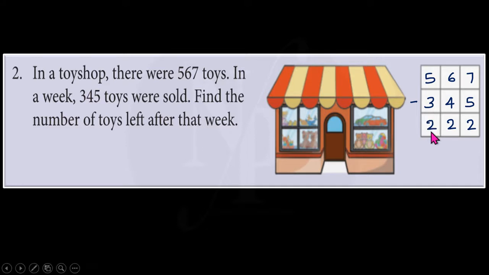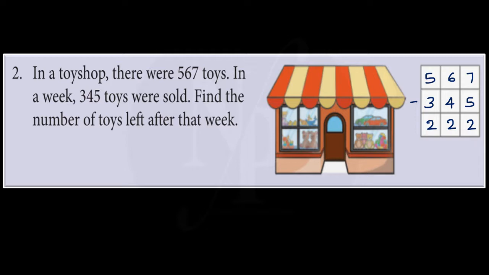Therefore, 222 toys were left after that week. On subtracting 345 from 567, we get 222 as difference, which represents the number of toys left after that week.